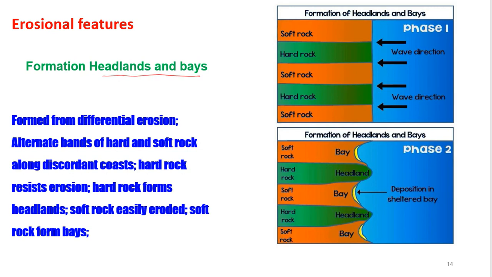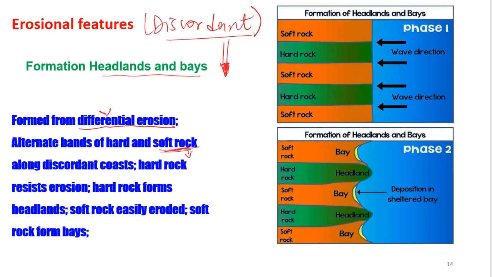Headlands and bays are formed around discordant coastline. Now, discordant coastline are coastlines that are made up of different types of materials, like you have alternate bands of hard and soft rock. So in this case, they are formed from differential erosion. Differential erosion here is when you have alternate bands of hard and soft rock, you find out that the hard rock is not eroded as fast as the soft rock. So soft rock is eroded faster. So that's the differential erosion.